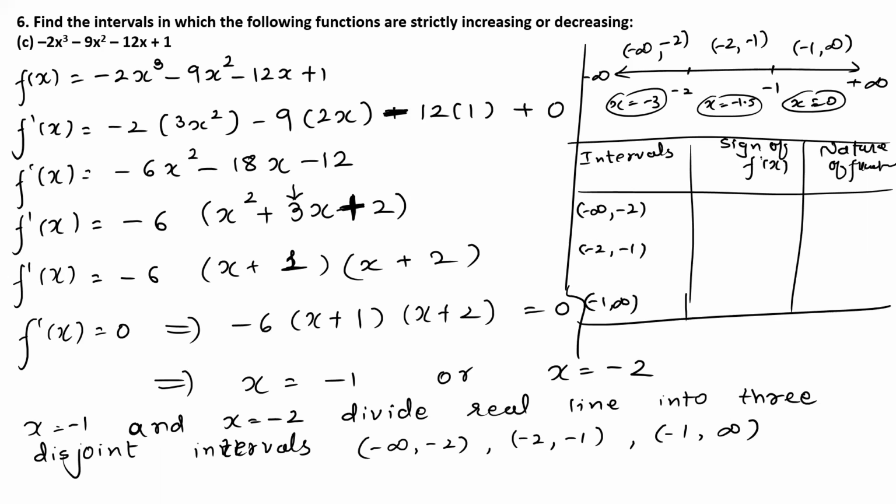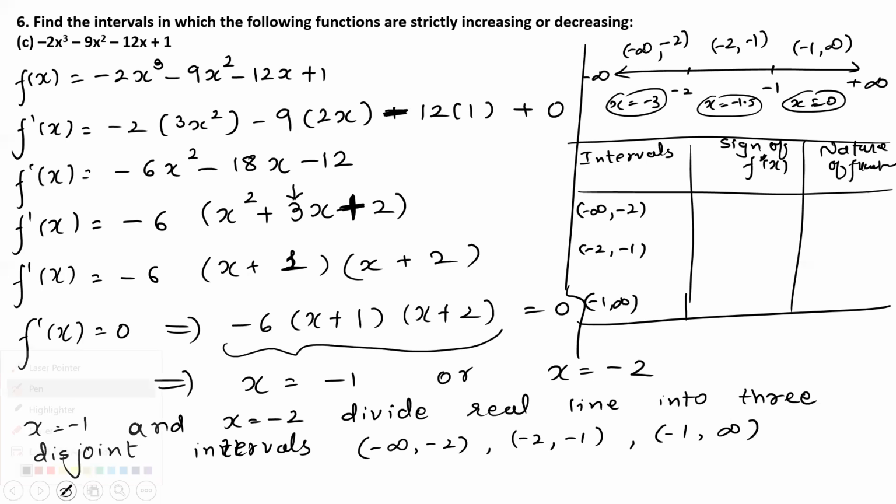Sign of f dash x. Once you try to put in the first interval, -infinity to -2, we are putting -3. Where we are putting the value is more important. We are not going to put it in f(x); we are going to put it in f dash x only.